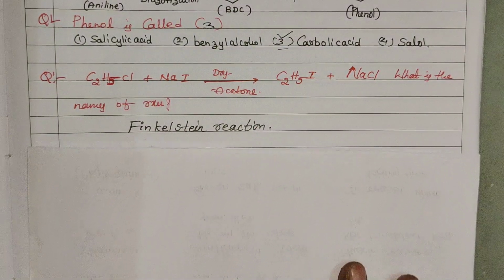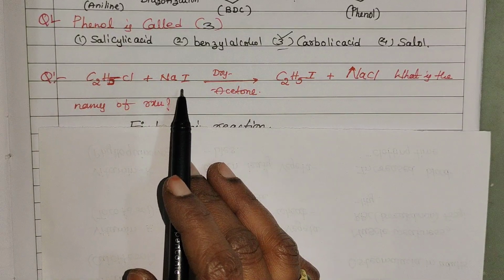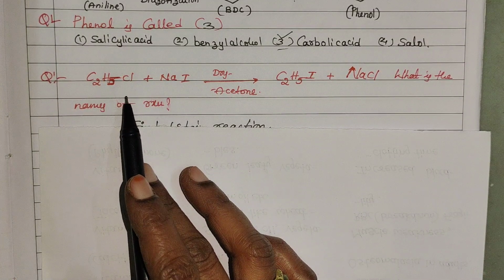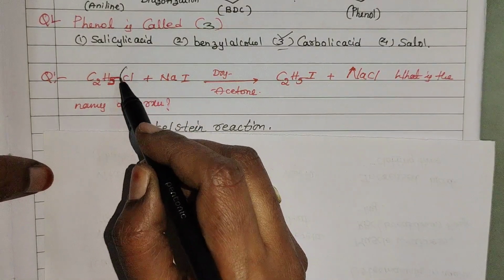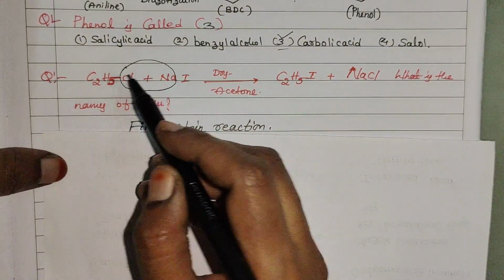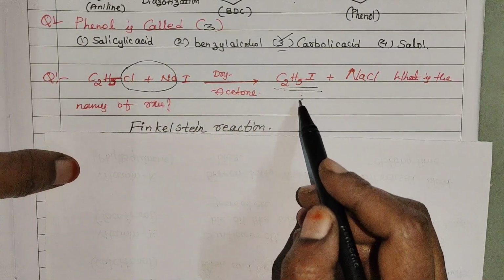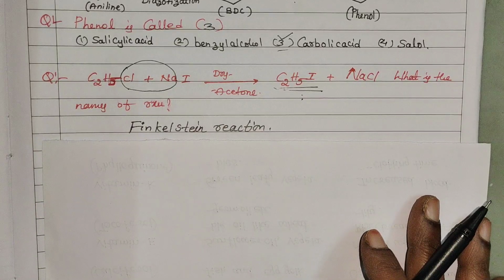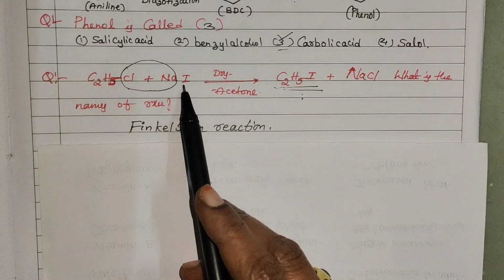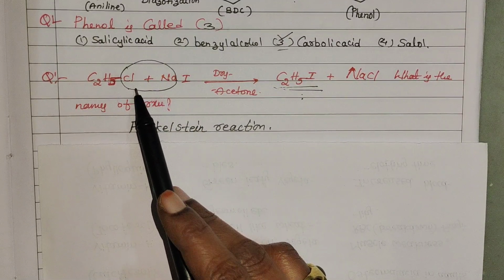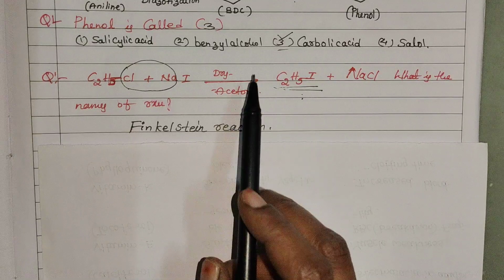Next, what is the Finkelstein reaction? When ethyl chloride reacts with sodium iodide, especially alkyl halides reacting with sodium iodide, it will form sodium halide separation. Here the chlorine group is replaced with iodine. So that is why this reaction is called the Finkelstein reaction. Simple, here a halogen is replaced with another halogen, chlorine is replaced with iodine. Remember, this reaction occurs in presence of dry acetone.